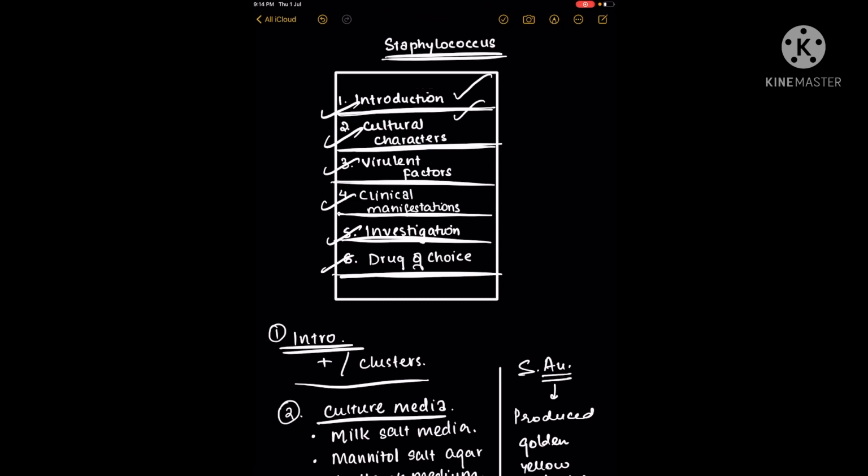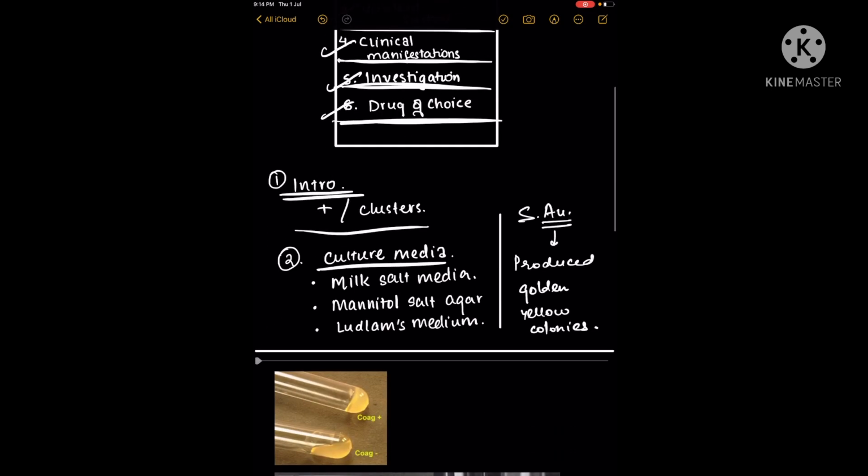The second will be in what culture the bacteria grows, and third will be virulent factors. Fourth will be clinical manifestations, fifth will be investigation of choice, and the sixth will be drug of choice, or you can say treatment.